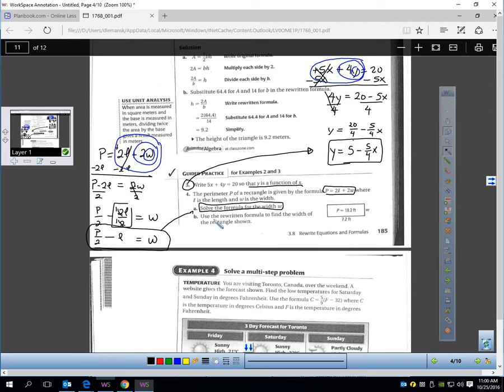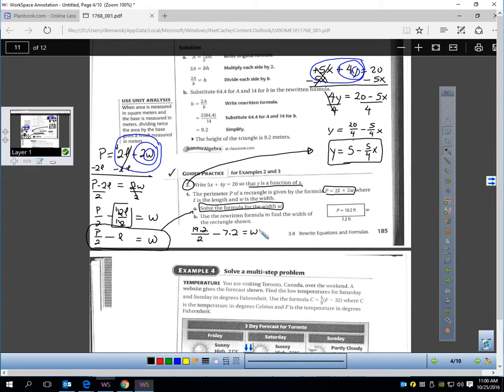Now it says, use the rewritten formula to find the width of the rectangle shown. Well, this should be easy now. The perimeter is 19.2, so I'll plug that in for P. So for part B, I'll plug in 19.2 for P, so I have 19.2 over 2, and I'm going to subtract the length, which is 7.2, and this should equal my width.